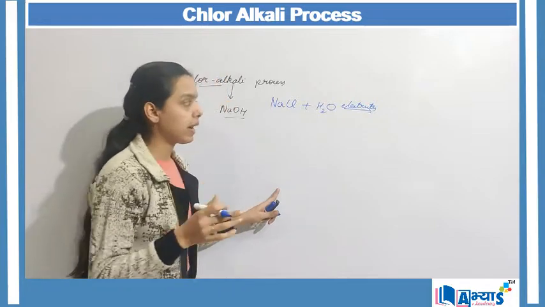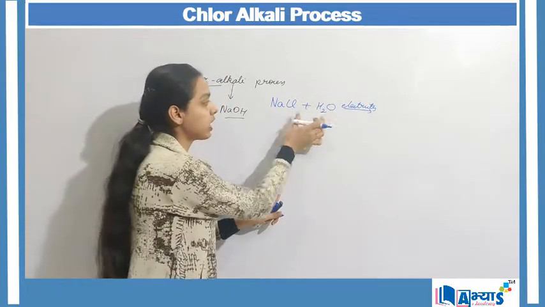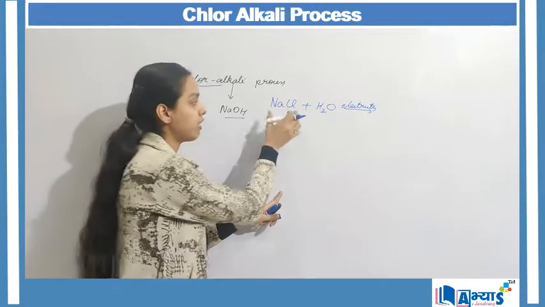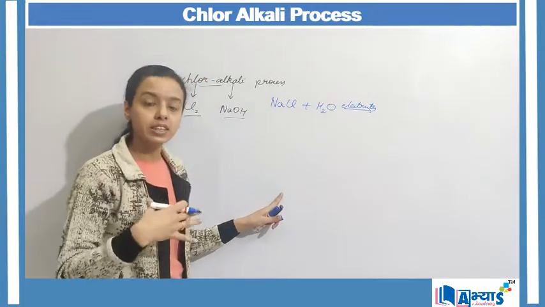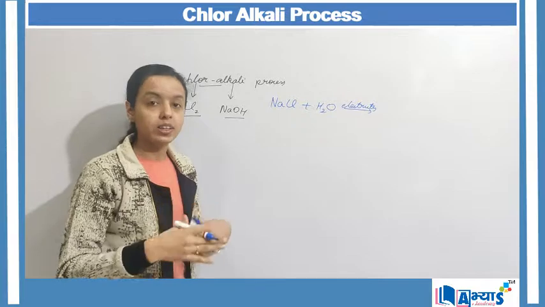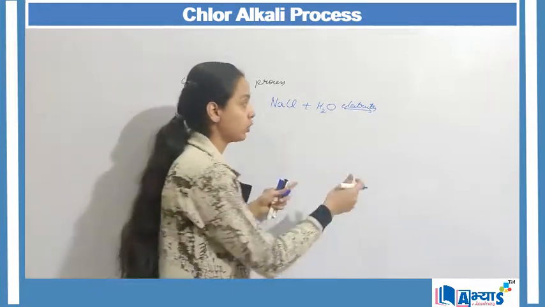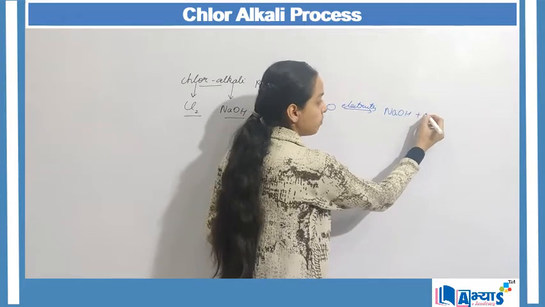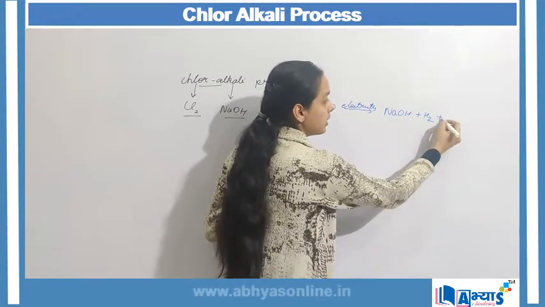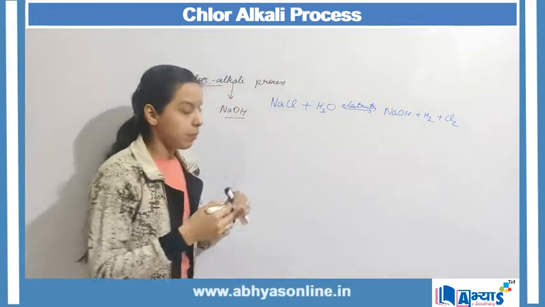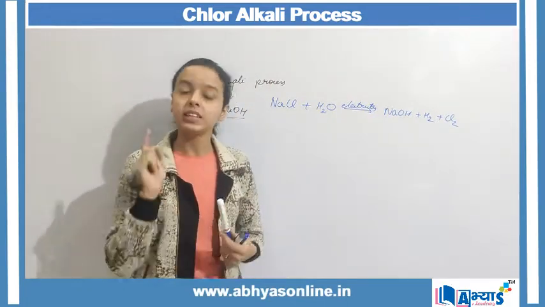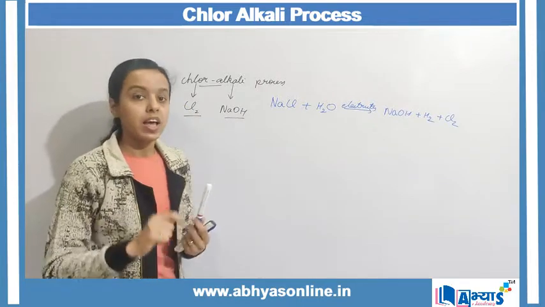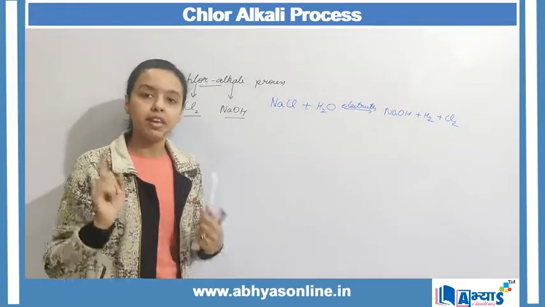The use of supplying electricity is that both these reactants will decompose into their respective ions, and when they decompose into respective ions, these ions will combine together to form different products, and those products will be an alkali, that is NaOH, hydrogen gas and chlorine gas. Because there is production of chlorine gas and an alkali, it is referred to as the chlor-alkali process, and it is always done in the presence of electricity.